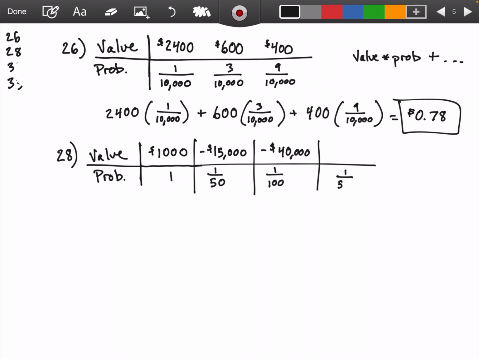1 in 500 file for 70,000. So now I'm going to calculate all that. And I'm adding a negative number, so that just means this is going to be a minus.